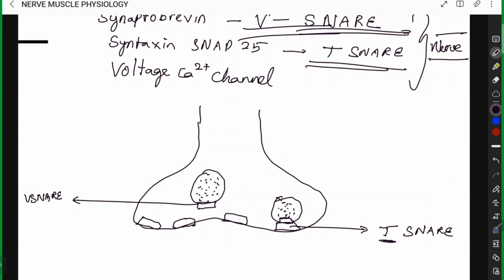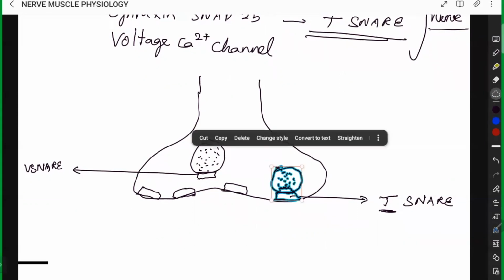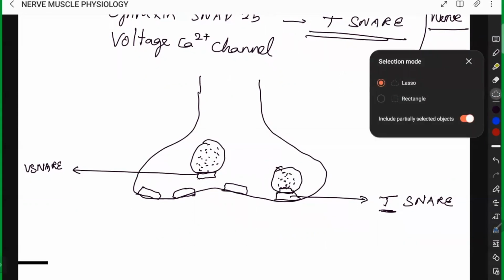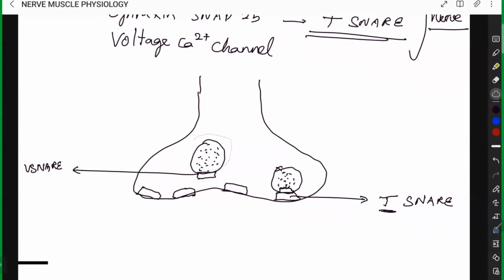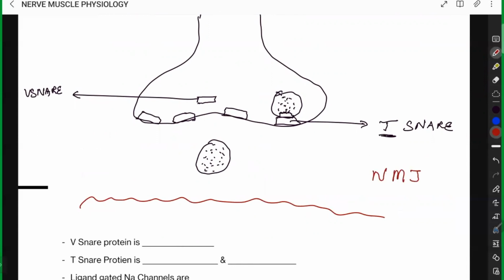Once exocytosis occurs, what happens? This molecule has to get out. They will be getting out to the outer aspect. Here you will be having your muscles, and this place is your neuromuscular junction. And what is this? The motor end plate.